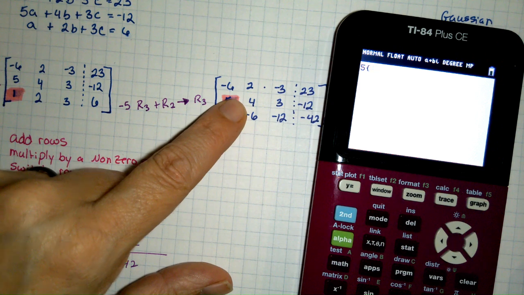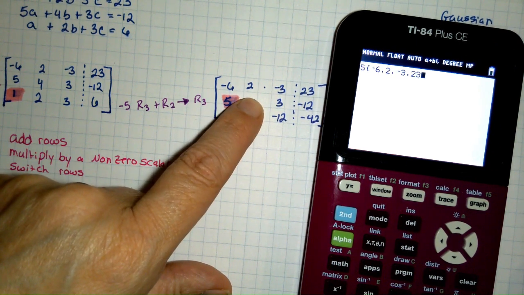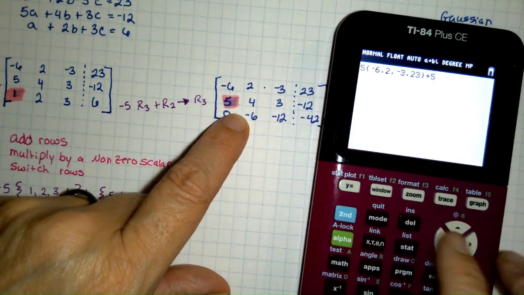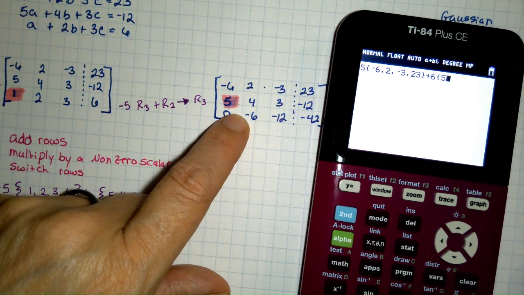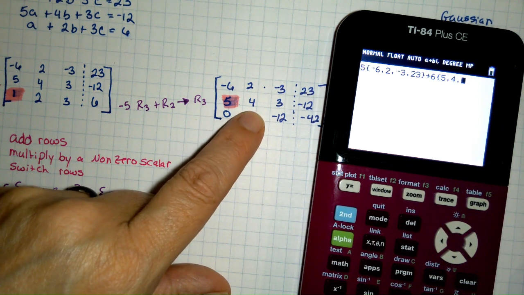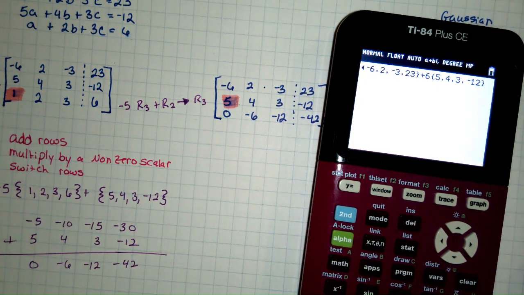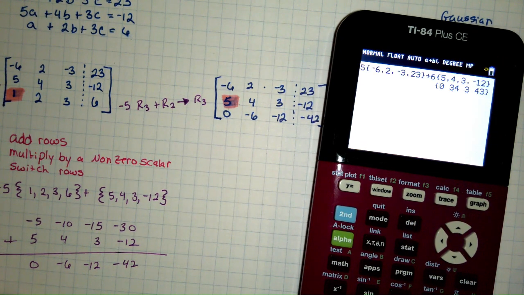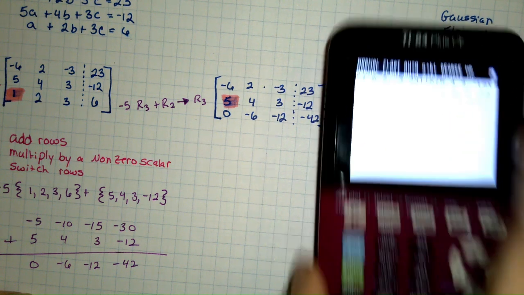5, -6, comma 2, comma -3, comma 23, plus 6, right? 5, 4, 3, -12. You'll notice this is kind of like writing code. You know, do this times this, store it here. We're going to get 0, 34, 3, and 43.